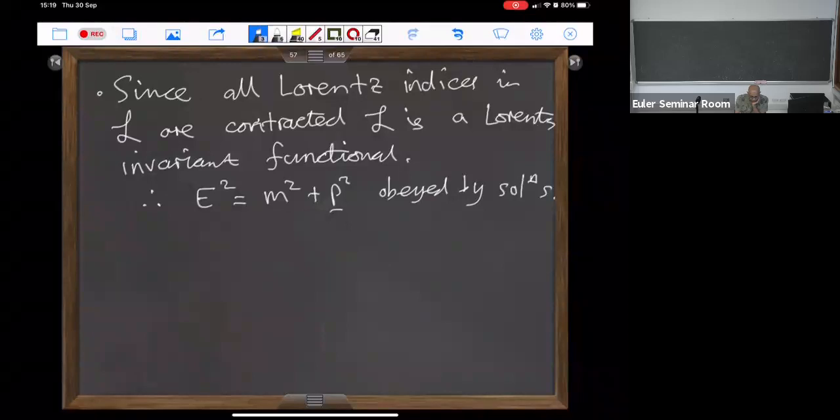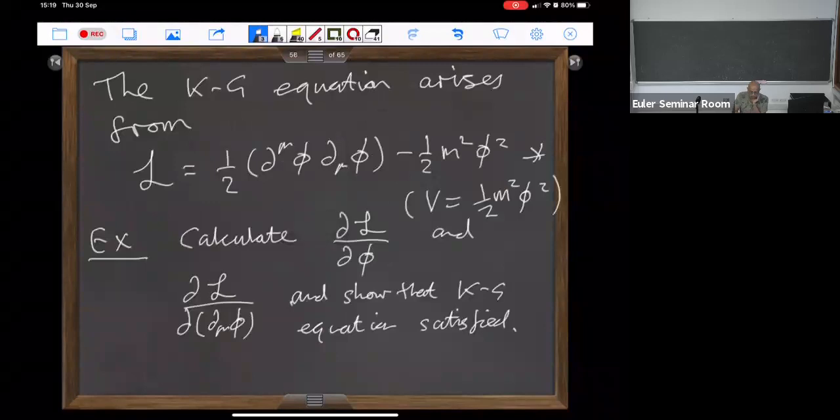Now, the point about this L is that if you look at it, it's a Lorentz scalar, even though it depends on phi, and it depends on the derivatives of phi, as we said. But because the Lorentz labels which appear are all contracted, we have a Lorentz invariant Lagrangian, and a Lorentz invariant Lagrangian for fields guarantees that the equations of motion are also relativistic.